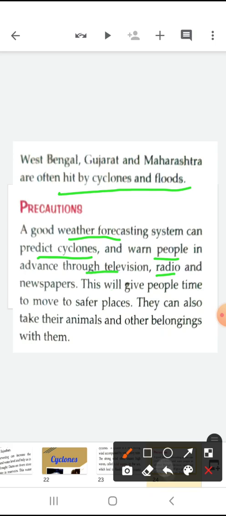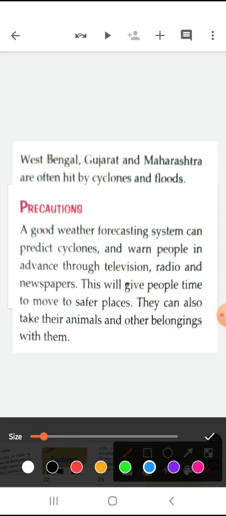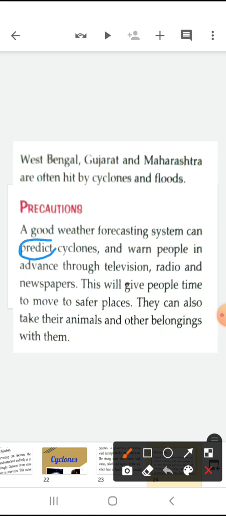If they get a prediction about a cyclone earlier, that at that particular time the cyclone is about to come, the system warns the people with the help of television, radio or newspapers. Because of the prior prediction, this gives people time to move to safer places. Whichever place they feel is safe, they can move to that place. They can take their animals and belongings with them, if they have sufficient time. Alright?